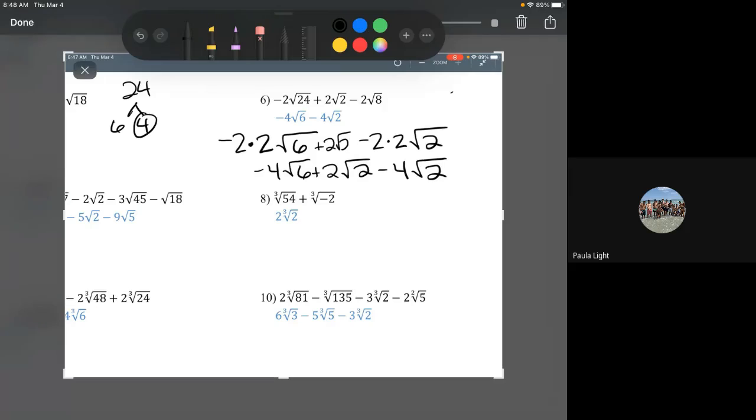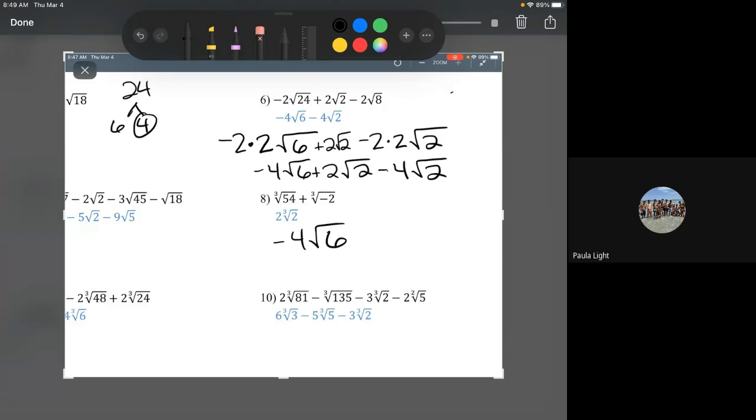Now, do you see anything you can put together now? This one and this one: plus 2 radical 2 minus 4 radical 2. All right? And that simplifies to -4 radical 6 plus 2 radical 2 minus 4 radical 2. Their answer is different again, isn't it? You guys see a different answer?